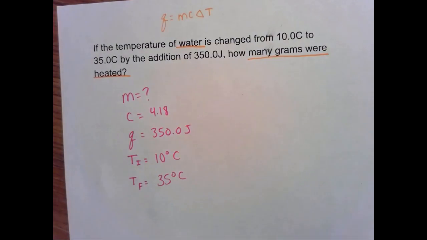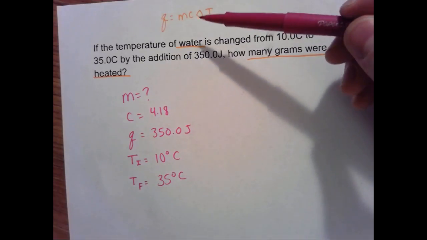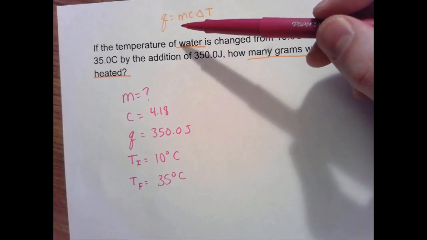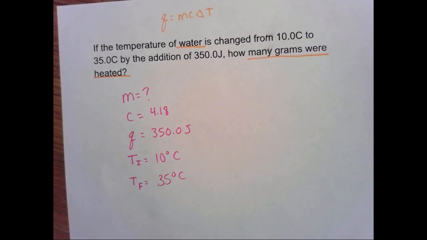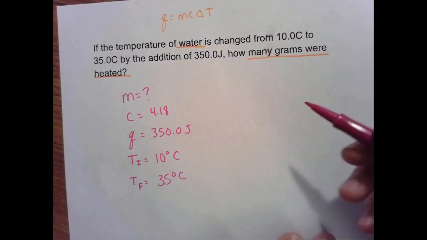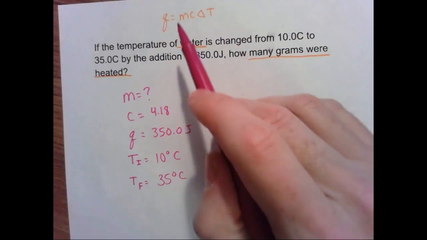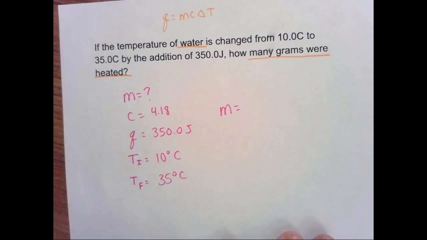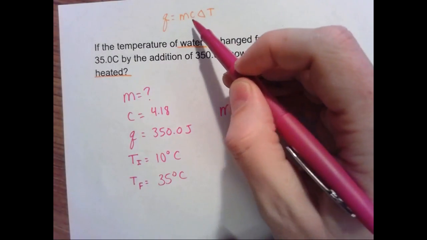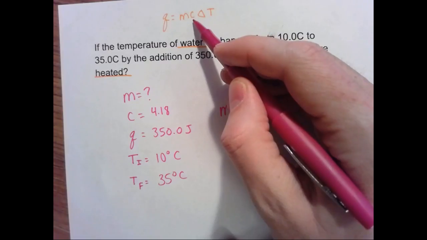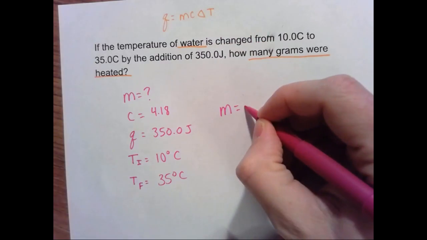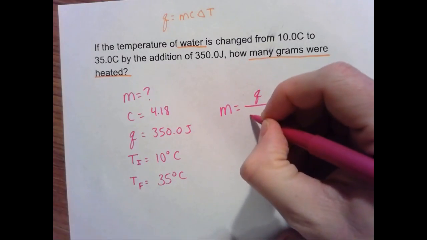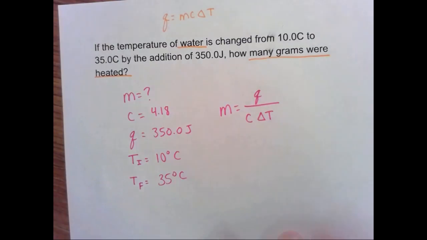So since we're not looking for specific heat, we're not looking for the amount of energy, we're looking for the amount of mass. We have to rearrange this equation so that we'll get what we're looking for. To do that, we just have to move some things around. I want to get m by itself because that's what we're looking for. To do that, I'm going to multiply this side by the specific heat and the delta T. It's just some basic algebra is all we're doing. So Q will be my numerator, and we're going to divide it by the specific heat and delta T.